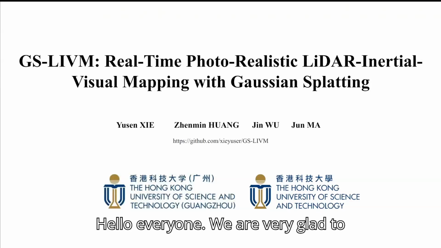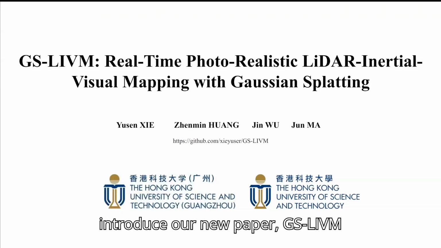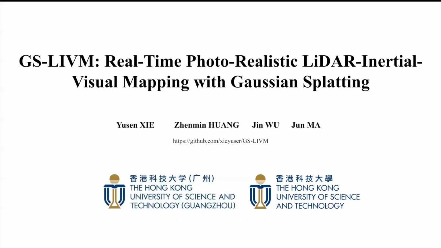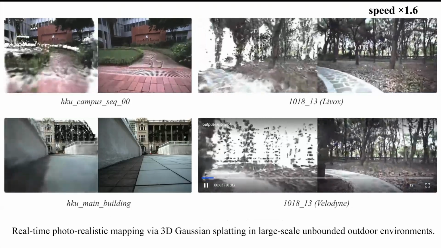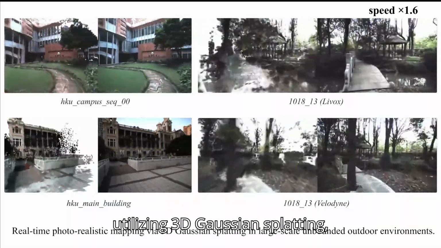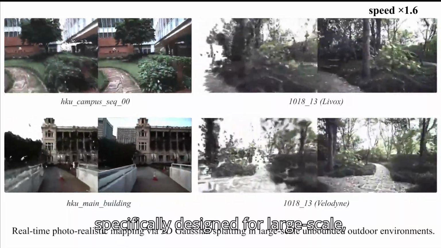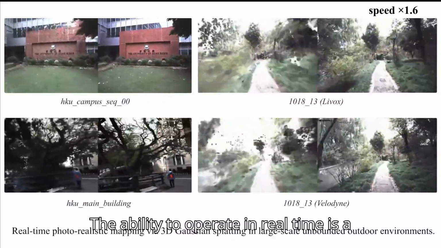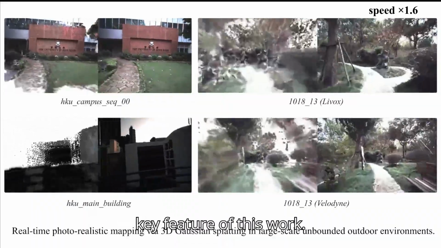Hello, everyone. We are very glad to introduce our new paper, GS-LIVM: Real-Time Photorealistic LiDAR Inertial Visual Mapping with Gaussian Splatting. This paper presents a real-time, photorealistic mapping framework utilizing 3D Gaussian splatting, specifically designed for large-scale, unbounded outdoor environments. The ability to operate in real time is a key feature of this work.